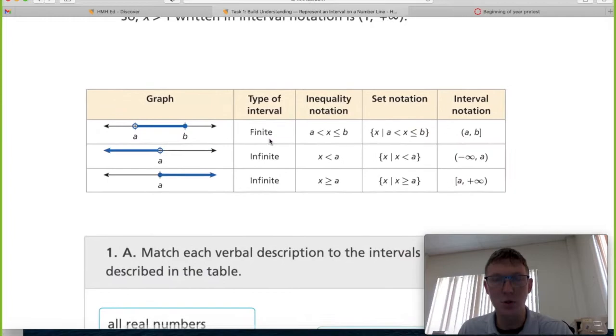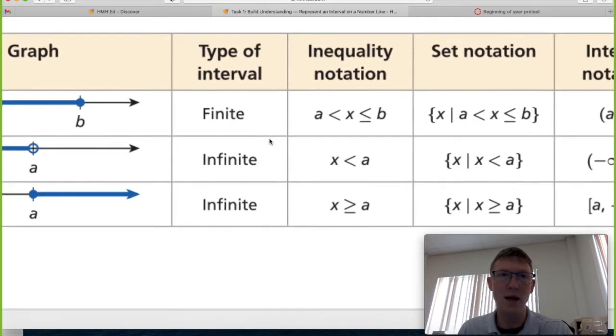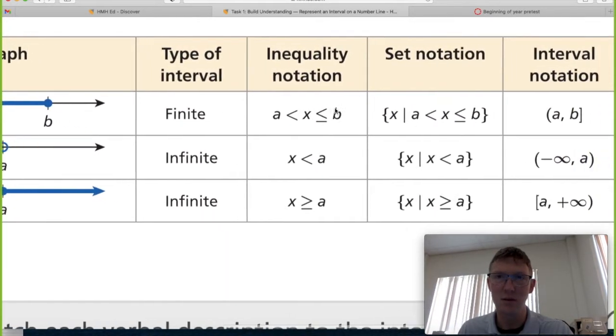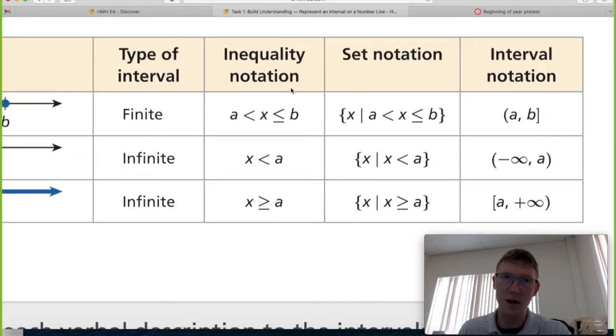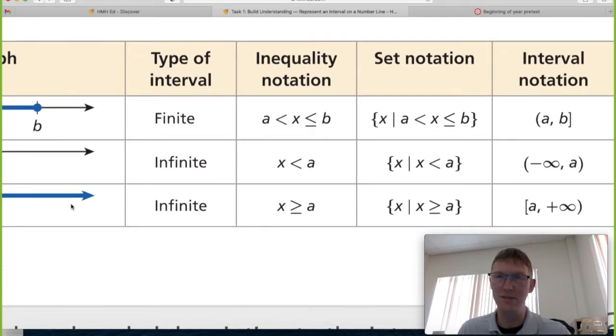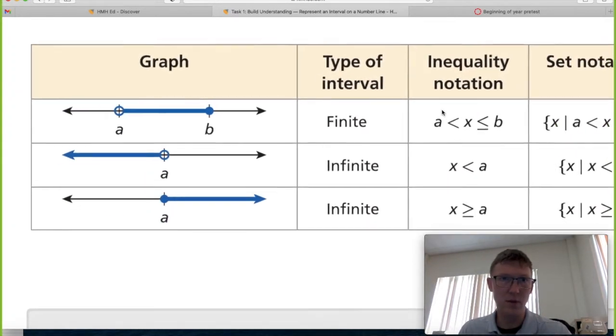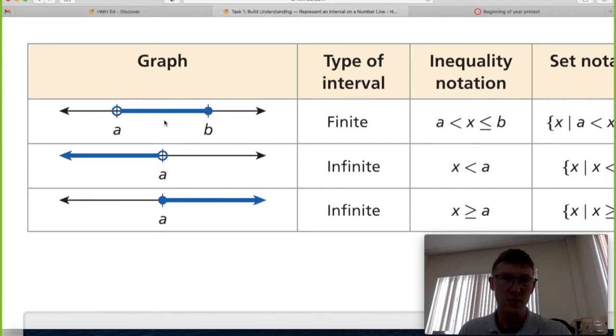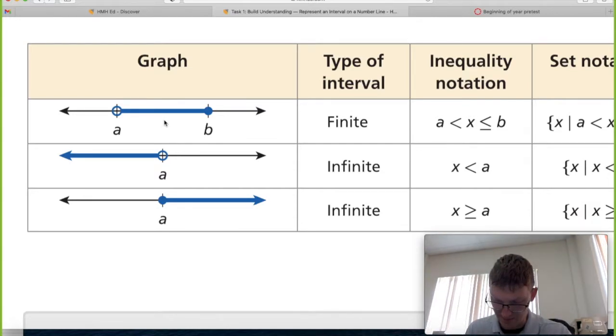But anyway, there are 3 different ways of writing each one of these intervals. There's inequality notation, set notation, and interval notation. So we'll go through all 3 of these for all 3 of these situations. But here's some examples of what they're going to look like. So here we've got our interval. If we were going to write that in inequality notation, that's this first one right here.